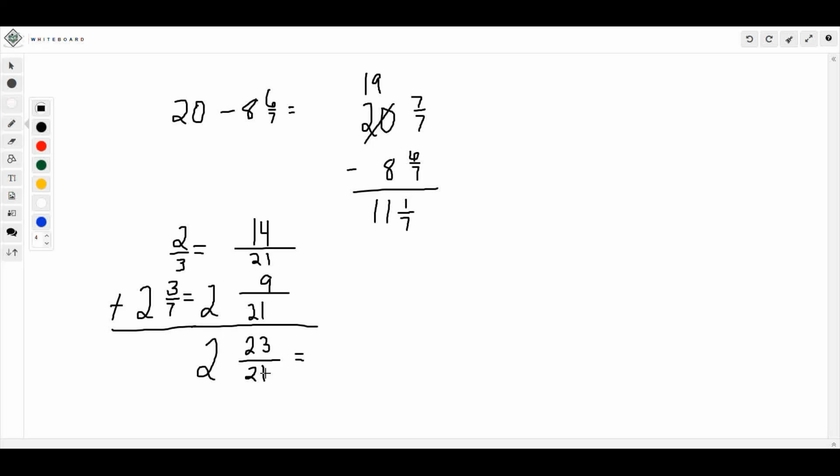How many whole times can 21 fit into 23? One time, right? Okay, so we're going to add that 1 to this 2. So now we have 3 whole. And when 21 goes into 23 one time, how many is left over? And then our denominator stays the same. Okay? If you don't understand that, you need to ask me.